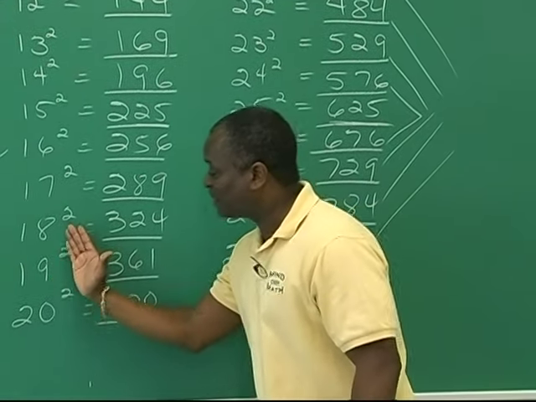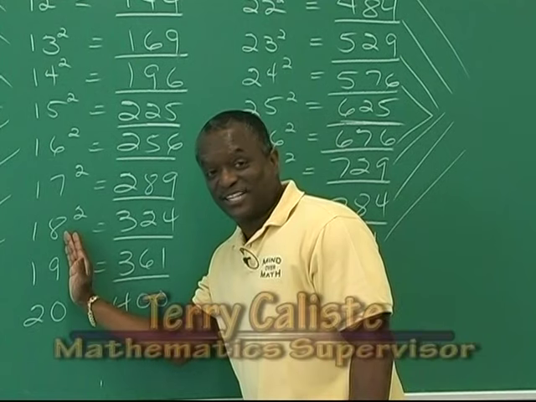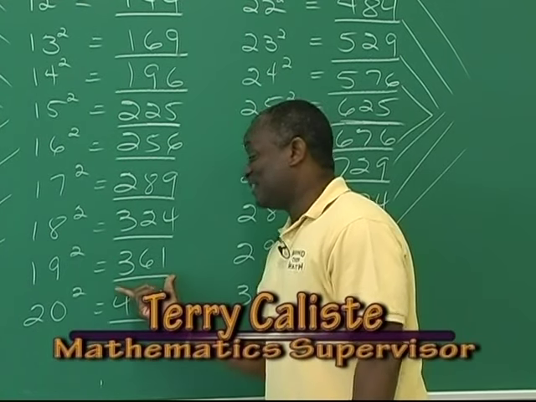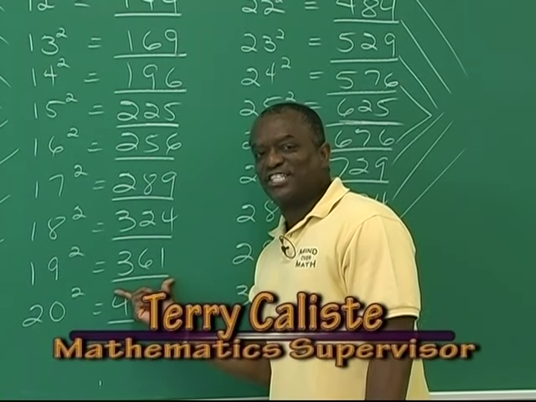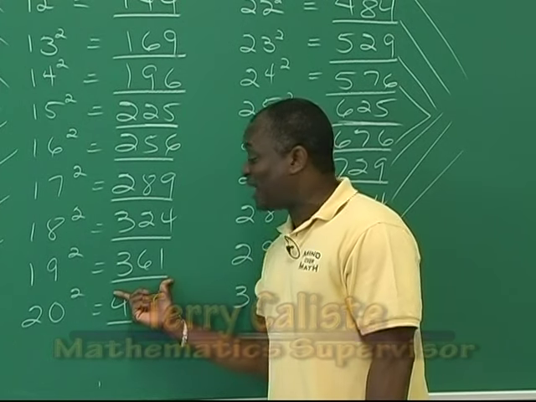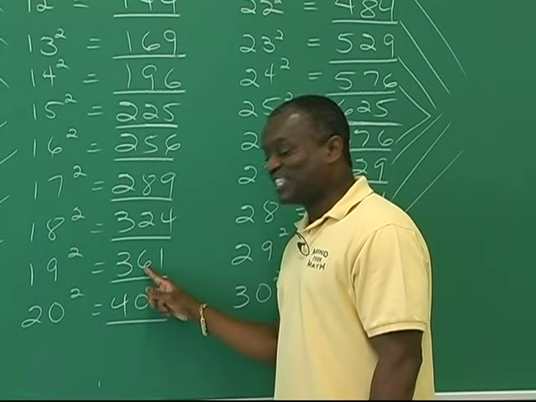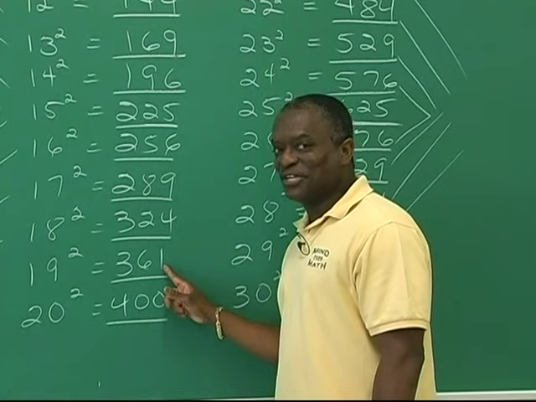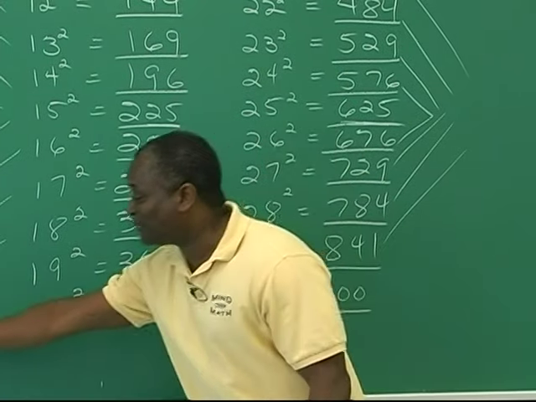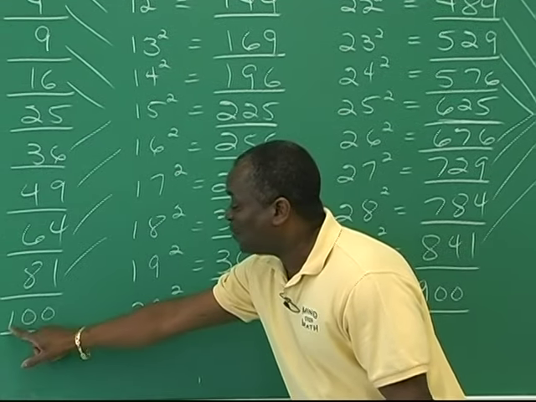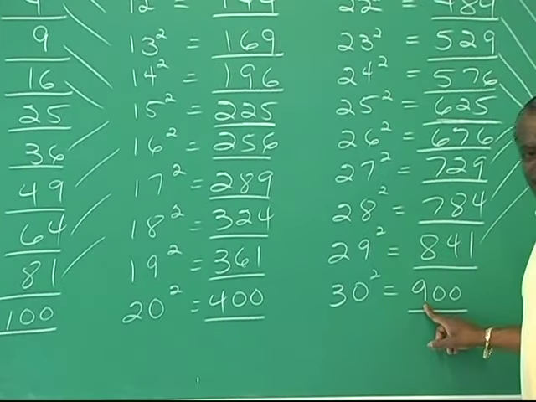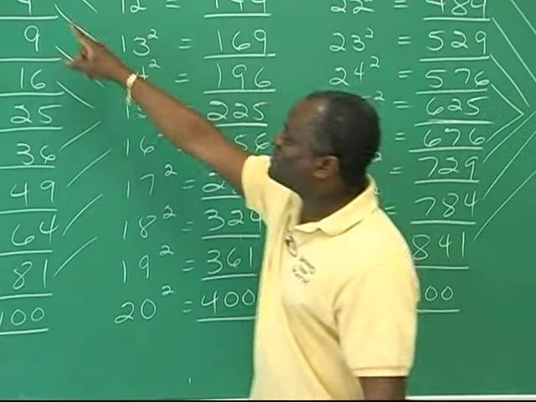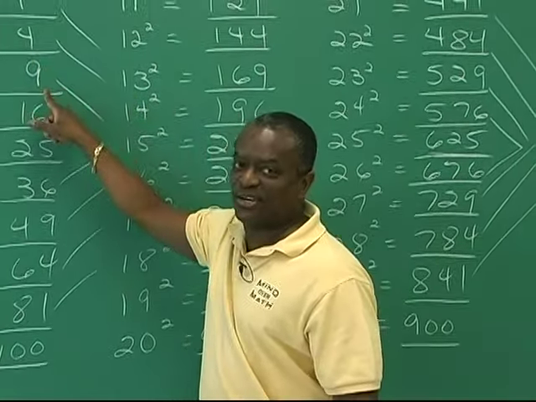Here's another one. 19 squared. 1 plus 9 is 10. What does that tell us? Well, it tells us that the digits for 19 squared have to add up to 10 as well. 3 plus 6 plus 1 equals 10. Look at our multiples of 10. 1, 4, 9. Sounds familiar, doesn't it? Because it's our perfect squares.